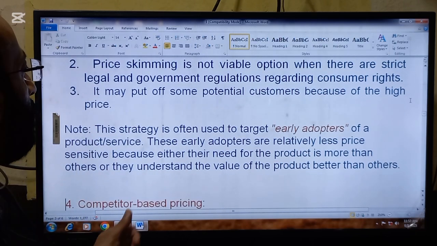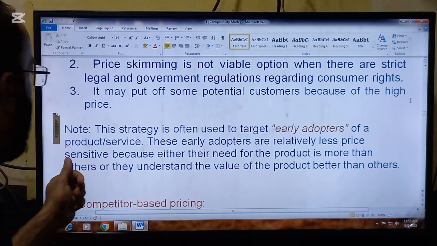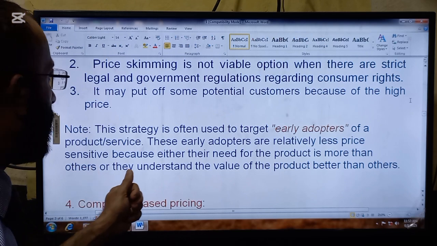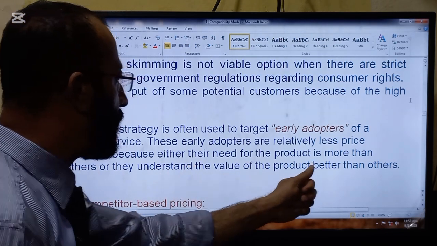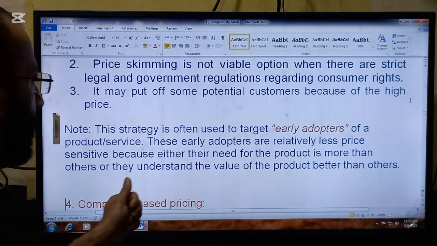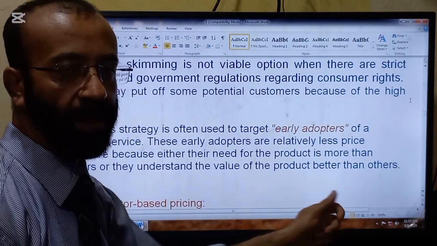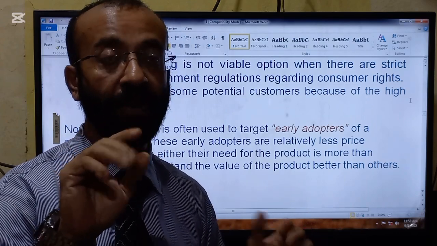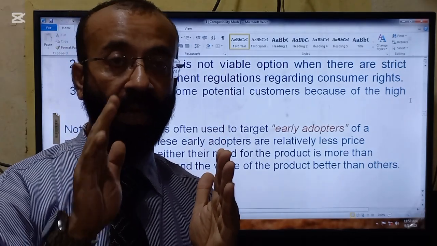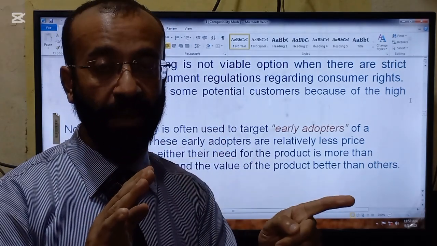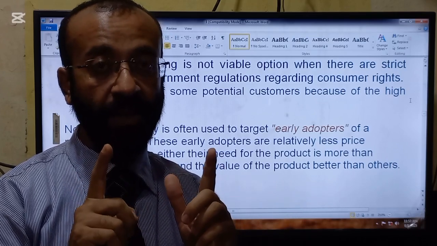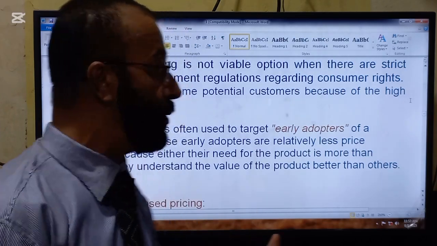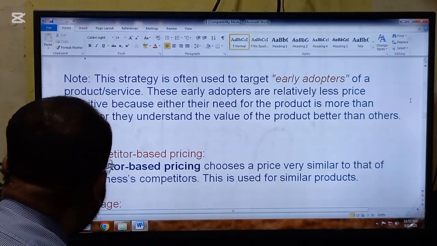Note, this strategy is often used to target early adopters of a product or service. These early adopters are relatively less price sensitive because either their need for the product is greater than others or they understand the value of the product better than others. This is a very important point. This strategy will be applied to those customers who understand the importance of your product as compared to other customers. And number two, if your quality is good, the customers who are quality conscious rather than price conscious will be attracted to you. So this is the point.